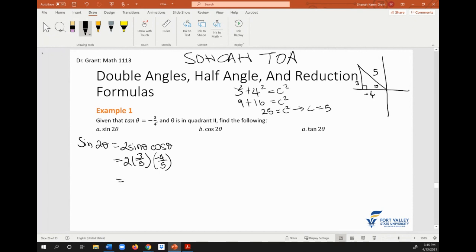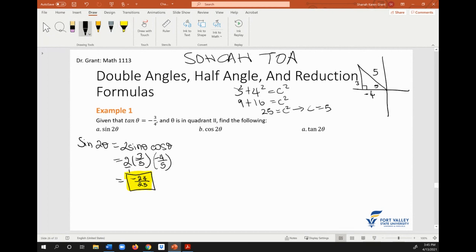So this becomes 2 times 3. So you can put this like over 1. So 2 times 3 is 6, and 6 times 4 is 24. So it's going to be a negative 24 over 25. Okay. And we're just going to be plugging in really into our formula like we've been doing before.